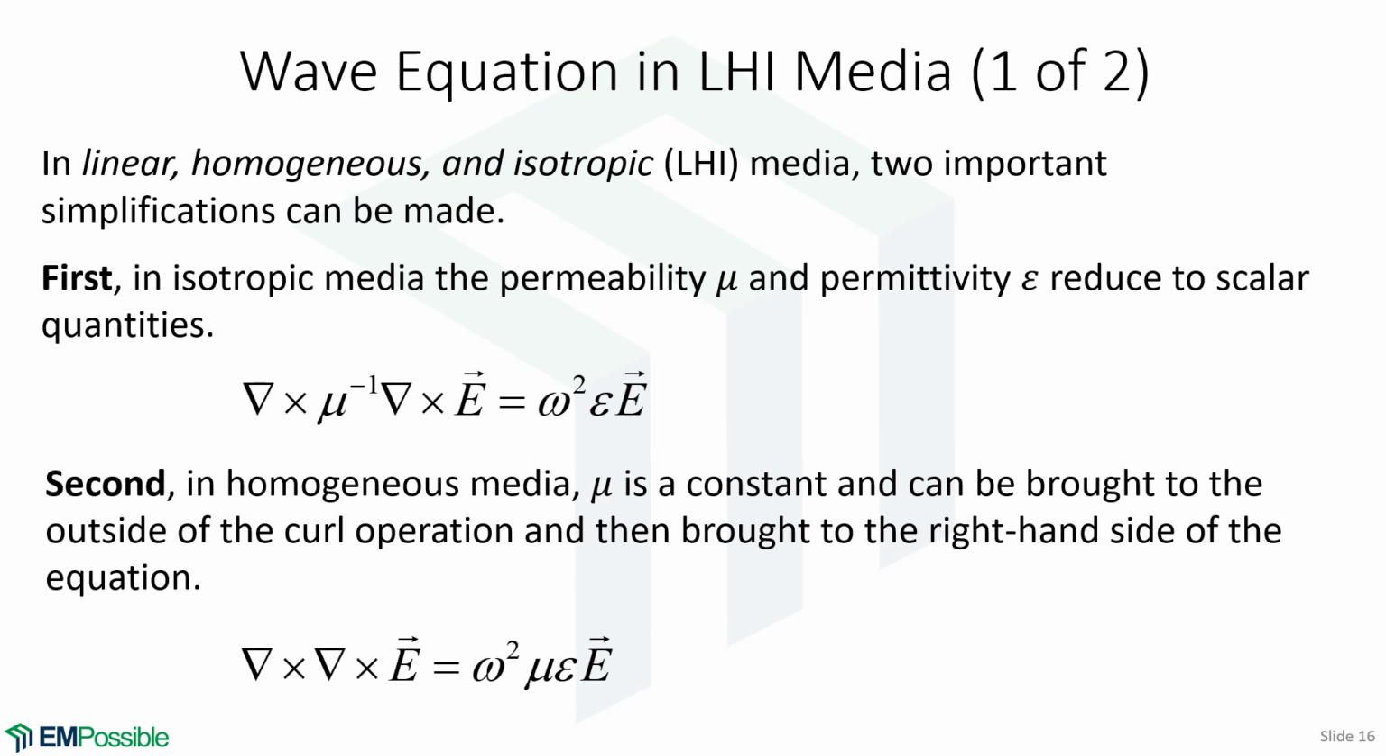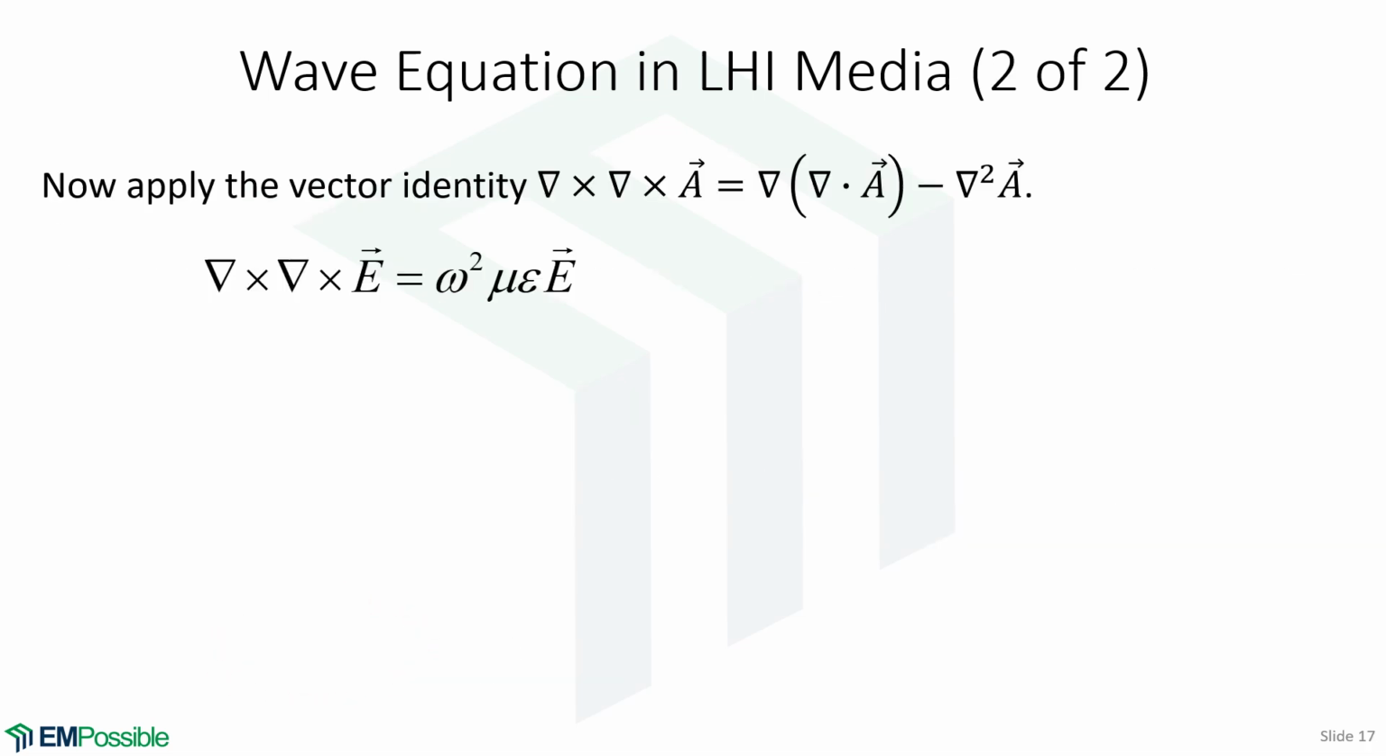Second, because this is homogeneous, that means the material properties are not changing. They're constants. So we can take this permeability then, since it's a constant, to the outside of the curl operation and then bring it over to the right-hand side of the equation. And you can see we already have a simpler looking equation, but in fact, there's even more we can do with this. This double curl we can simplify further.